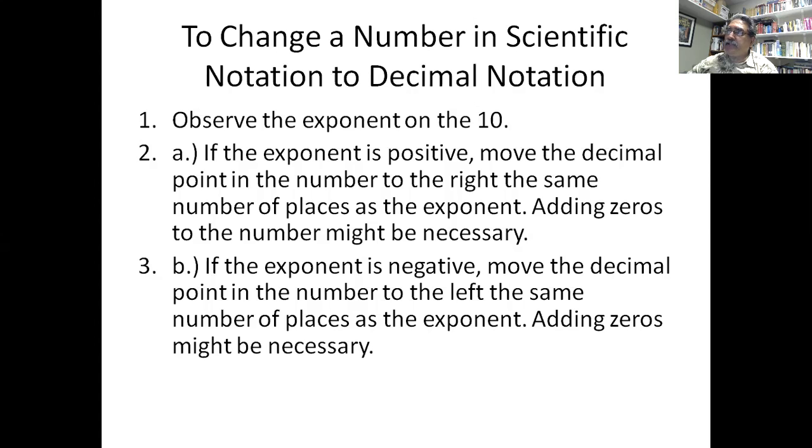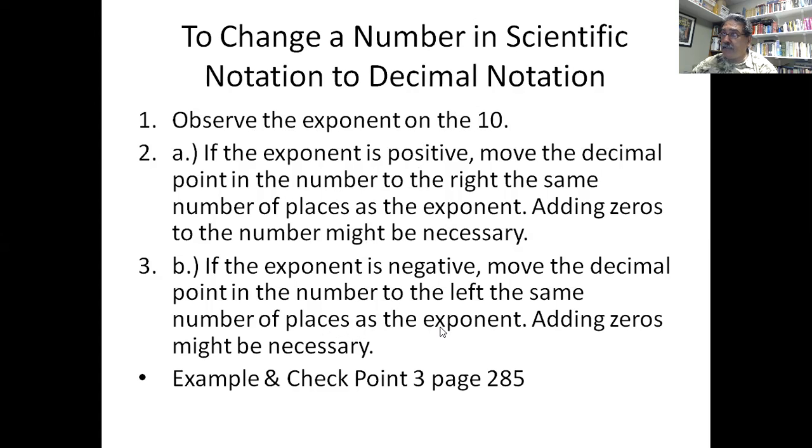To change a number in scientific notation to decimal notation, observe the exponent on the 10. If the exponent is positive, move the decimal point in the number to the right the same number of places as the exponent. Adding zeros to the number might be necessary. If the exponent is negative, move the decimal point in the number to the left the same number of places as the exponent, adding zeros might be necessary.